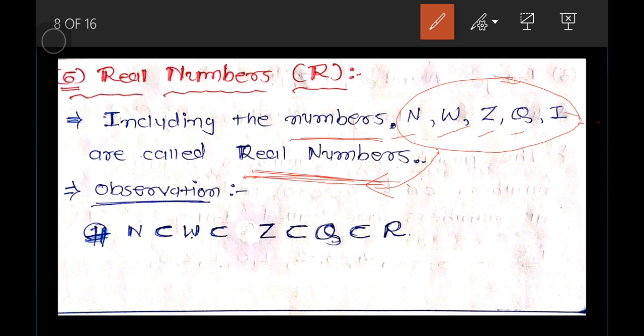N is a subset of W. When can we say that N is a subset of W? When all members of N are in W. You can see that 1, 2, 3, 4, 5, 6 are all in W, because W is greater than N, because W has 0. So we can say that N is a subset of W.